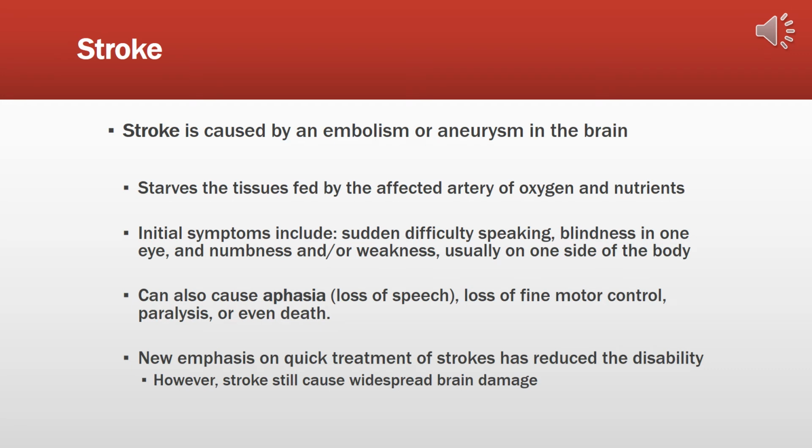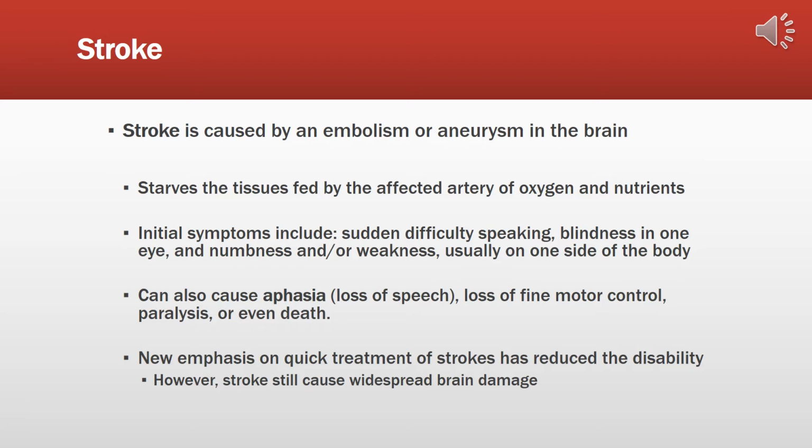So stroke can be caused either by an embolism or an aneurysm in the brain, both of which stop blood flow to the brain. And this results in the starvation of the tissues fed by the affected artery of oxygen and nutrients. The initial symptoms of stroke include sudden difficulty speaking, blindness in one eye, and numbness and/or weakness, usually only on one side of the body. And this is related to the fact that we have two hemispheres in the brain which control either side of the body.